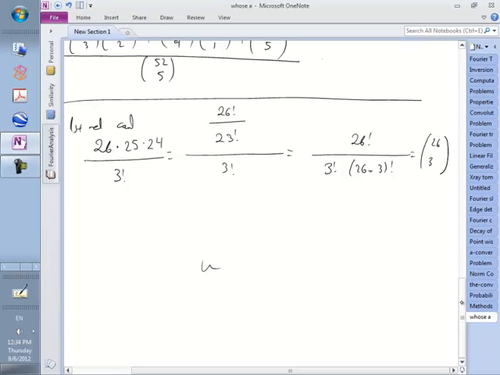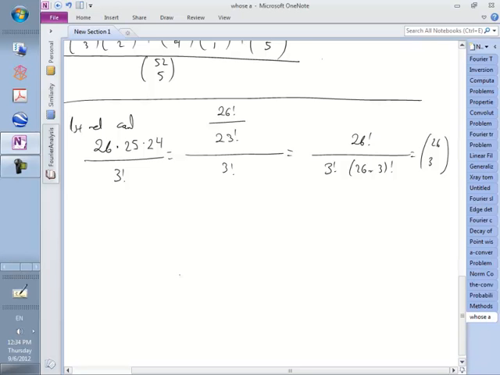No questions? So what probability do you want to calculate with poker? You don't play poker? I don't play poker. I just use it for problems.